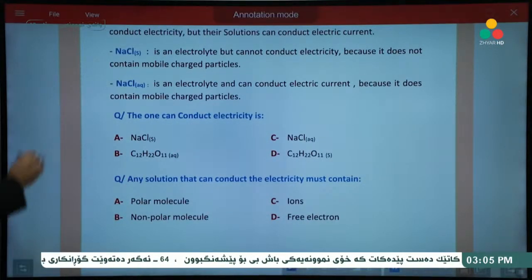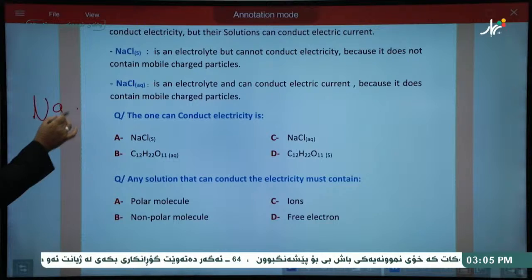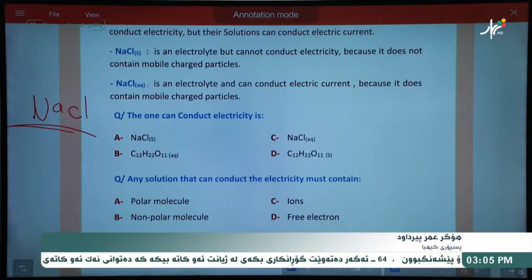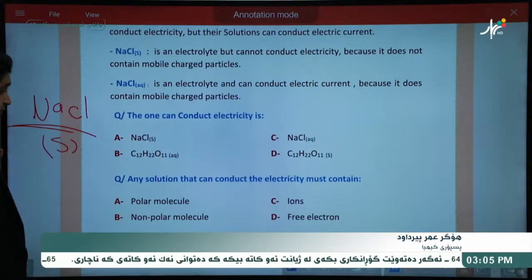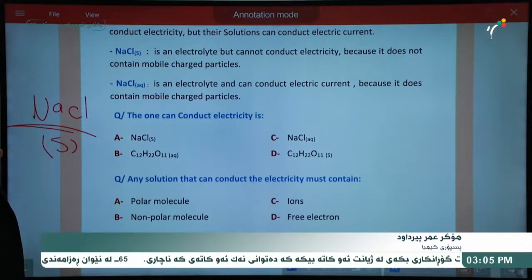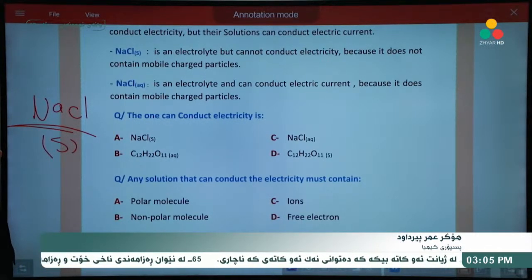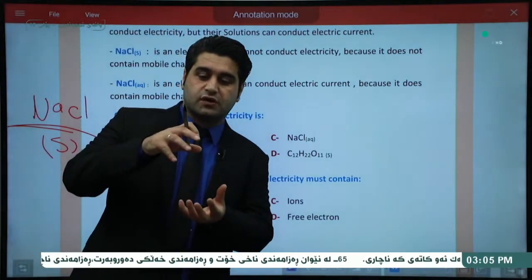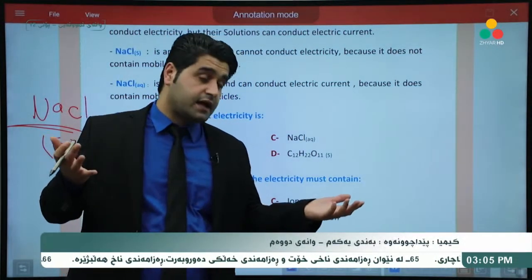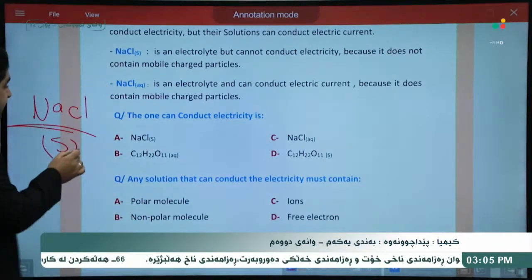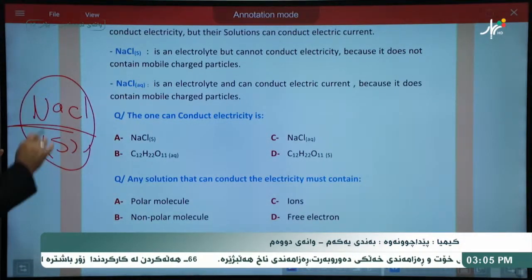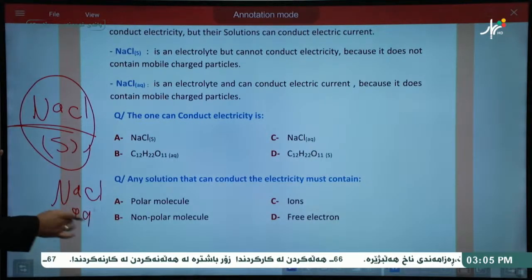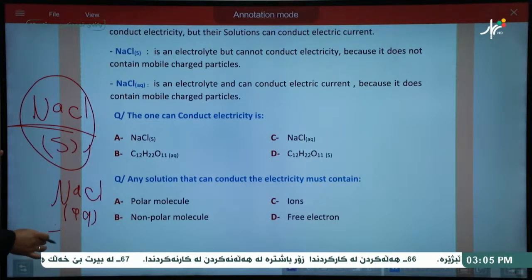For example, NaCl. If NaCl is dissolved in water, it can conduct electricity. But what about solid NaCl? Does solid NaCl contain ions? No. Let's open a bottle of solid NaCl. We cannot see any ions, so it cannot conduct electricity. But when we dissolve NaCl in water, aqueous NaCl, it produces positively and negatively charged ions.